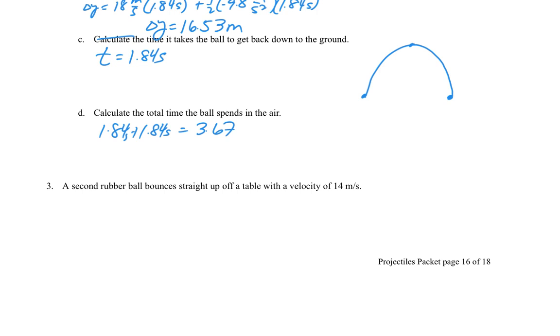Now, we have a second problem here. A second rubber ball bounces straight up off a table with a velocity of 14 meters per second. I would like you to go ahead and, start to finish, try that problem now before I do it for you.